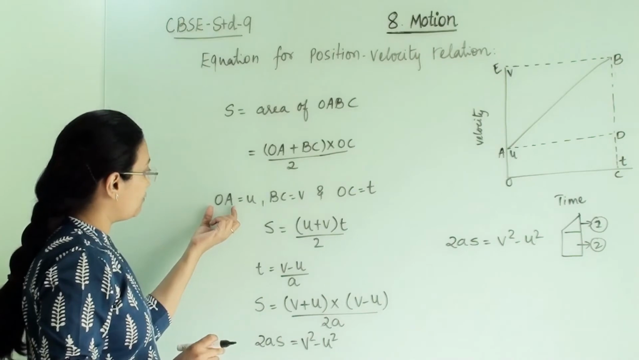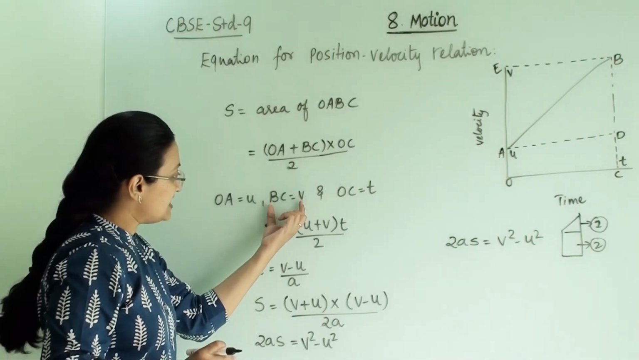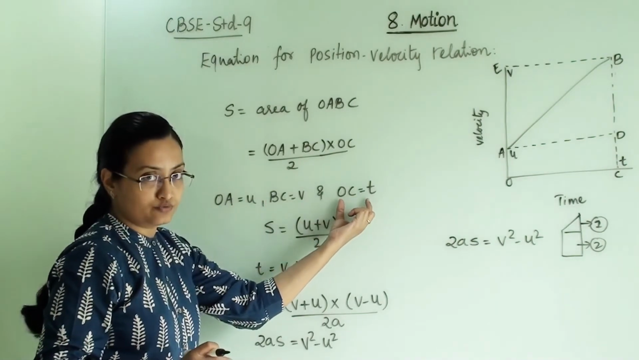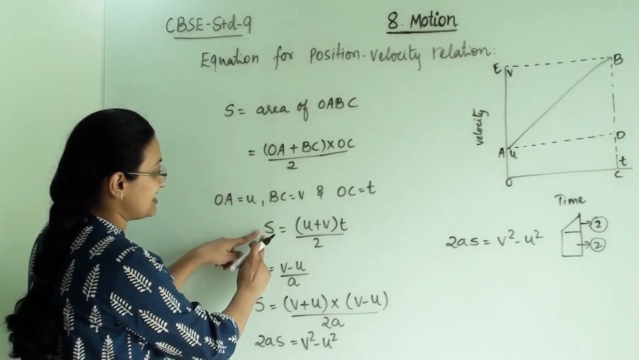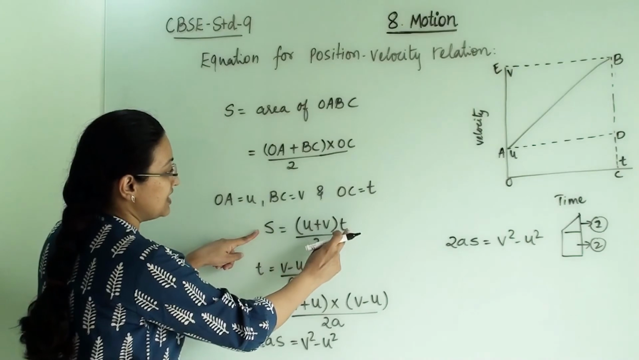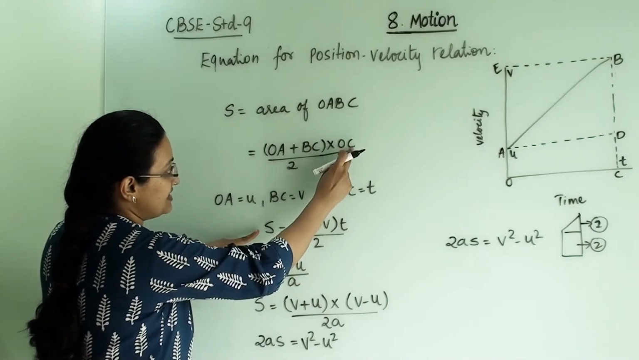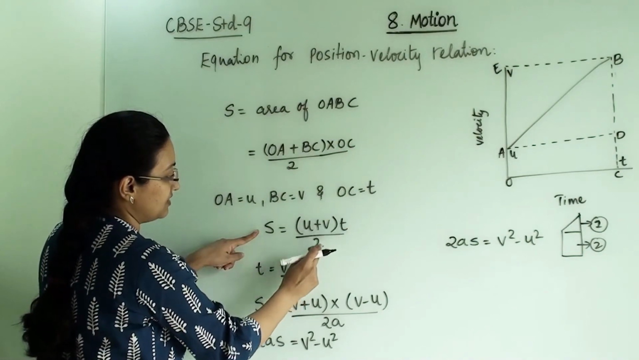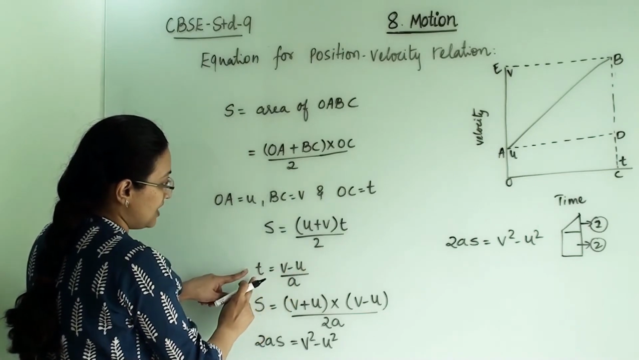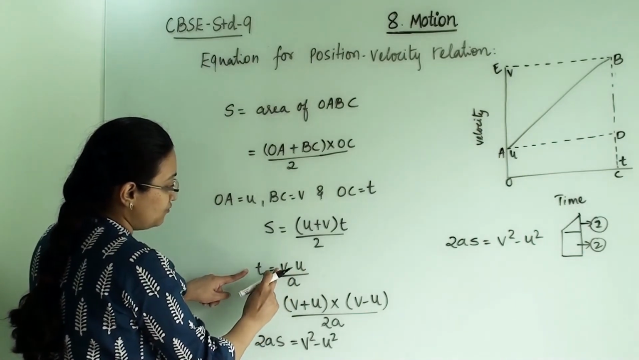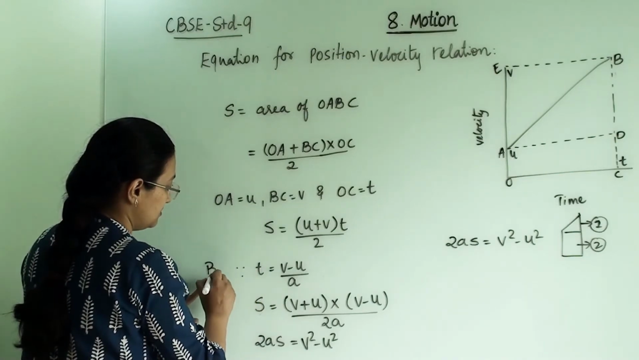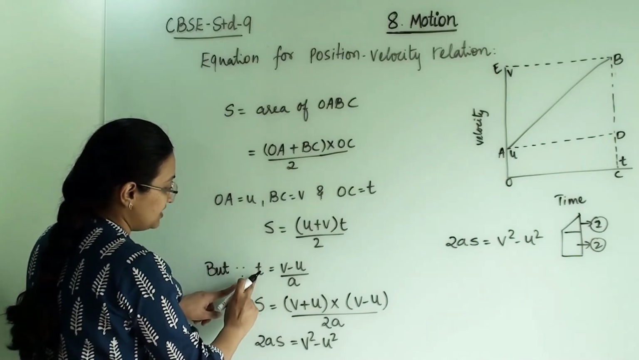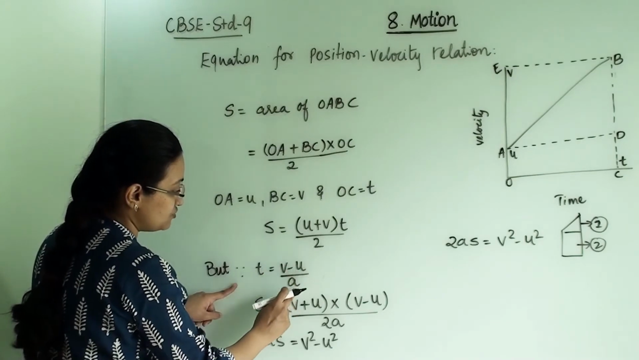Now we know that OA equals U, BC equals V and OC equals T. So we put these into this. We will get S equals U plus V, out of the bracket T, where OC is T, the time taken, divided by 2. Now we know that T equals V minus U by A.